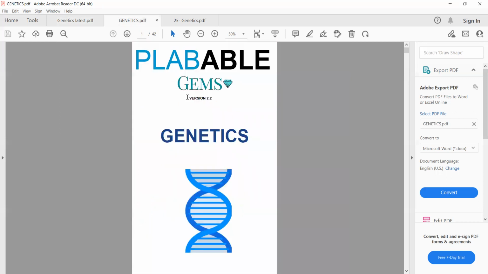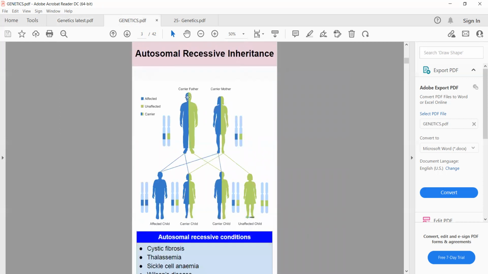Like in this scenario, like we discussed here, father is a carrier, mother is a carrier. So there are four possibilities. Only this one will combine with this one, and the child will get both the defective genes. This one will combine with this one, it will produce a carrier state. This one will combine with this one, a carrier state. This one will combine with this one.